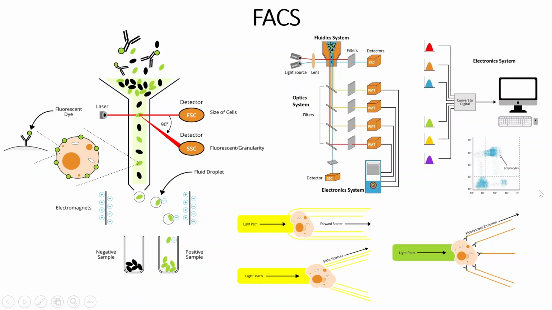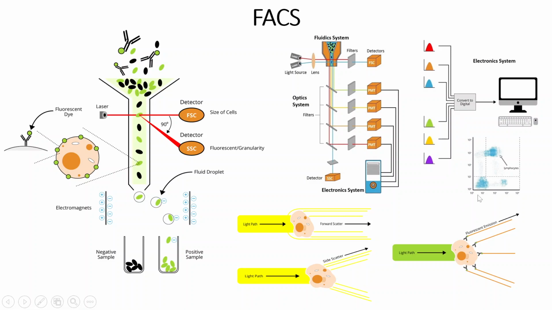So here you can see, as is evident from this graph, we plot a graph like this. Along this x-axis, we measure the forward scatter, and along this y-axis, we measure the side scatter. And depending on this, we can isolate our cells. So just imagine that you have your forward scattering along this x-axis, and your side scattering along the y-axis.